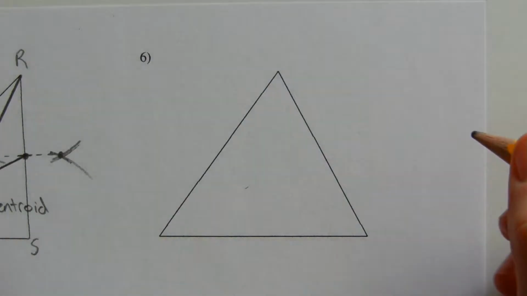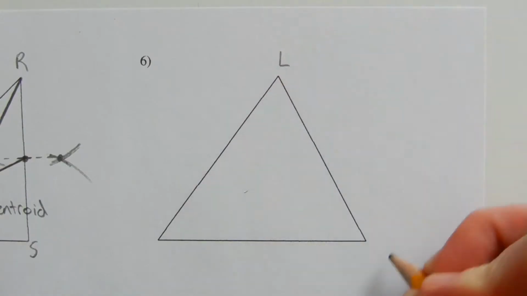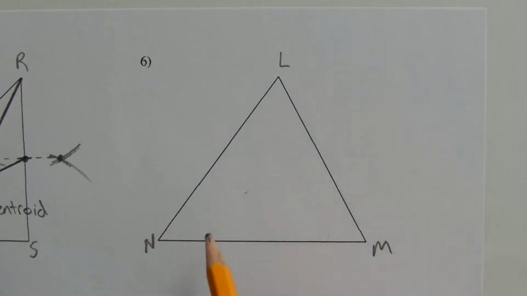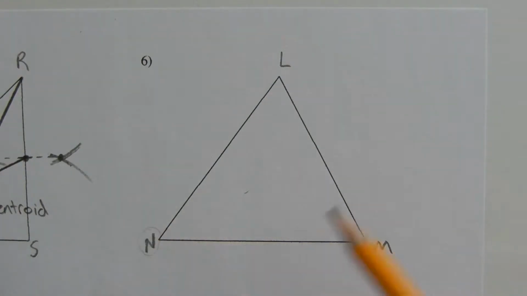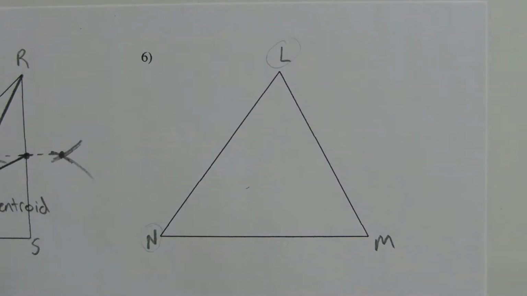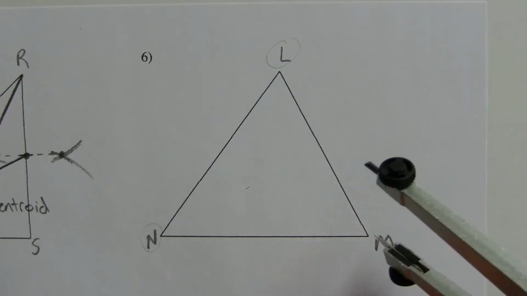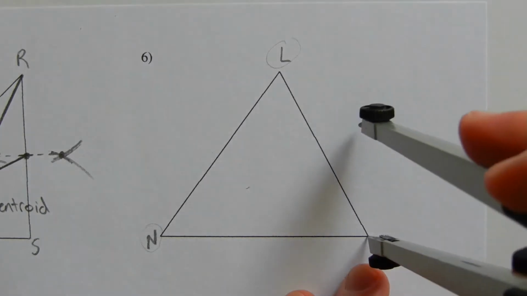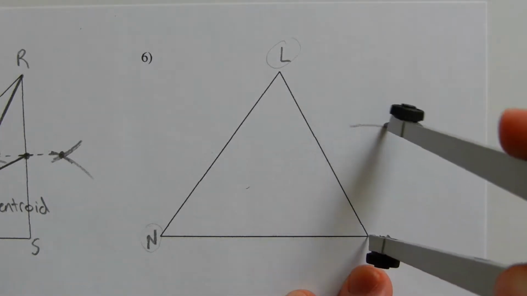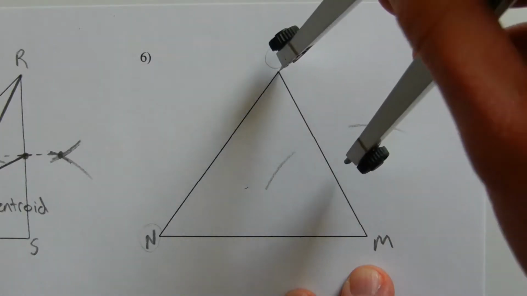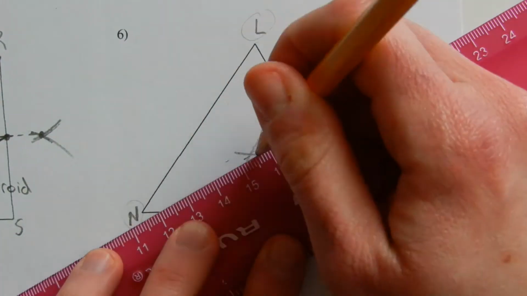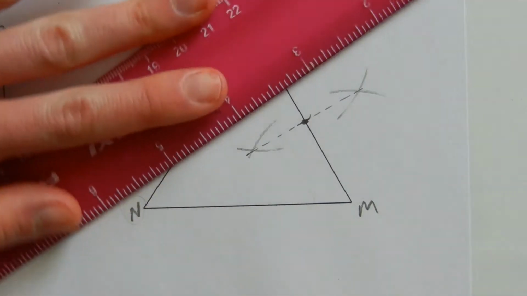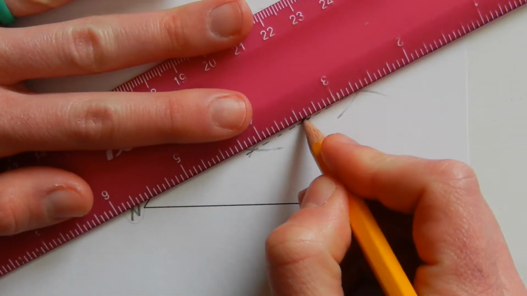And number 6, I'll call this triangle LMN. So I'm going to find the median associated with vertex N and vertex L. That means I'll have to find the midpoints of those opposite sides. So starting with side ML, I'll find that perpendicular bisector, which will help me find the midpoint. So connecting N to the midpoint of ML will give me 1 median.